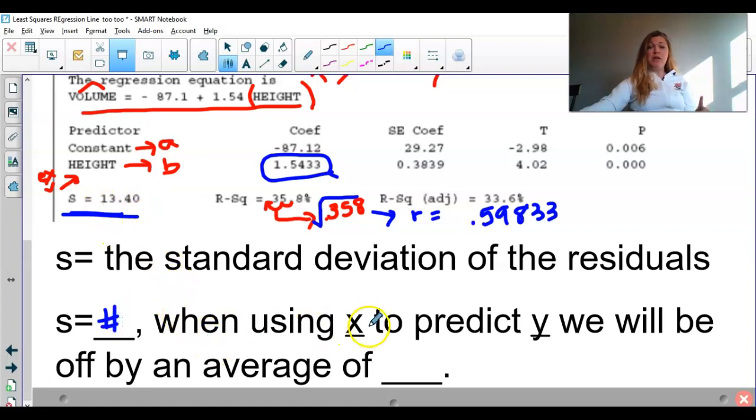13.40. When using X, okay, so in this case, you'd say height, to predict Y, volume, we will be off by an average of 13.4 units, okay? So whatever that value is of the standard deviation plus the units. When using X to predict Y, we will be off by an average of 13.4 units, okay? Or whatever that value is.